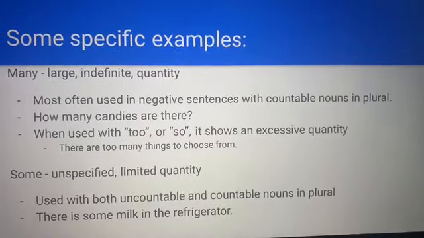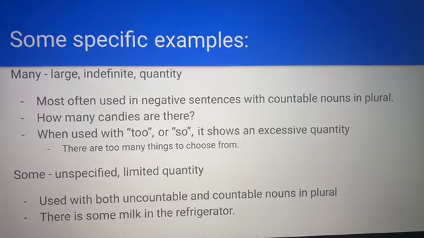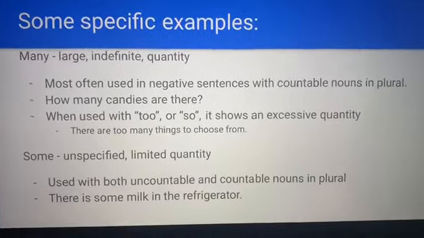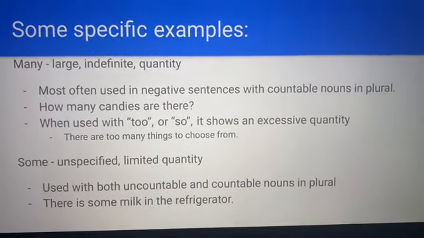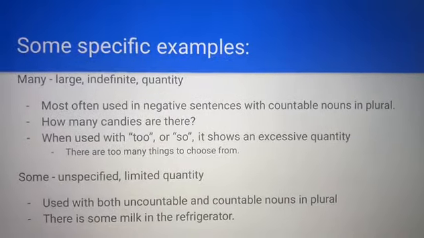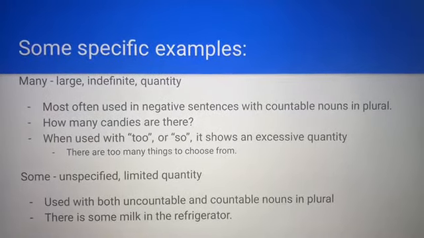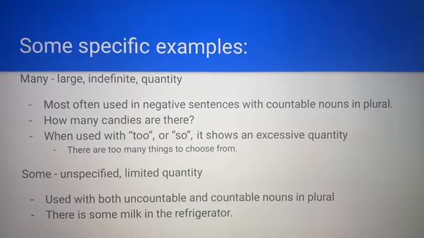It's used with countable nouns in the plural. It's used with too and shows an excessive quantity. For example, a sentence would be, there are too many things to choose from. That's expressing the excessive quantity.